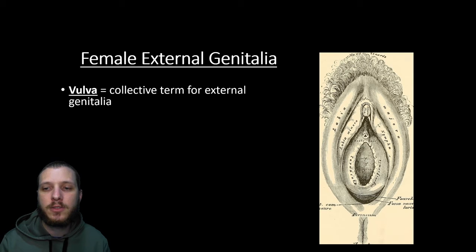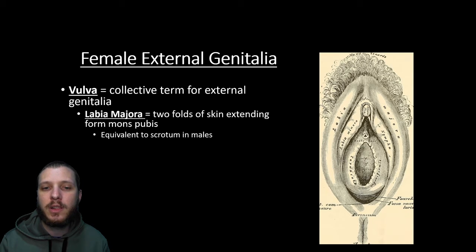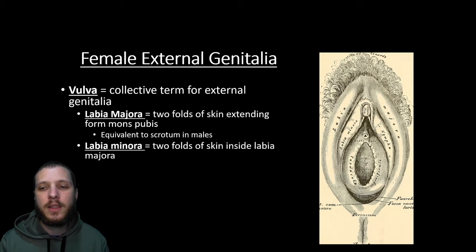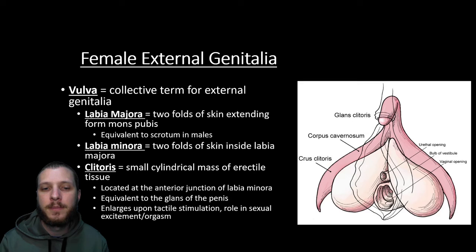And then specifically, there's going to be something we call the labia majora, which are going to be the 2 large folded skins extending from the mons pubis, which is here on top. This is considered the equivalent of the scrotum in males. And then on the inner side, we have the labia minora, which are the 2 smaller folds of skin on the inside of the labia majora.